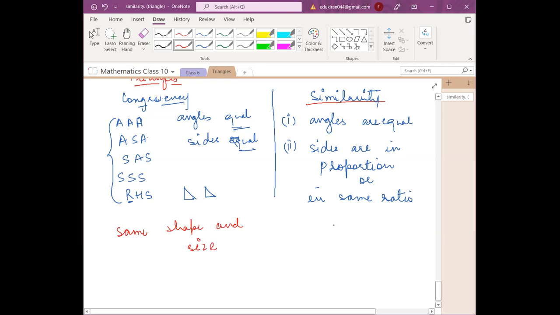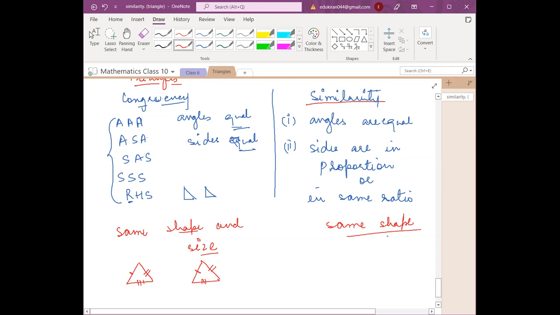Okay. And similarity means same shape. So shape has to be same. That means if two triangles are congruent, first of all they both have to be triangles, right? Same shape and same size also. I mean, this side should be equal to this side, this side should be equal to this side, and this side should be equal to this side. So then they are congruent. So same shape and same size.